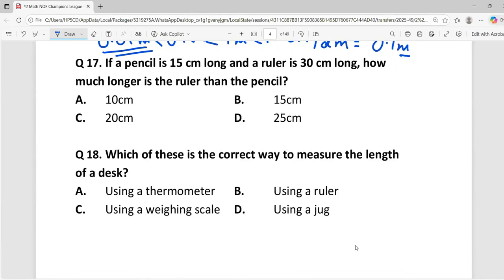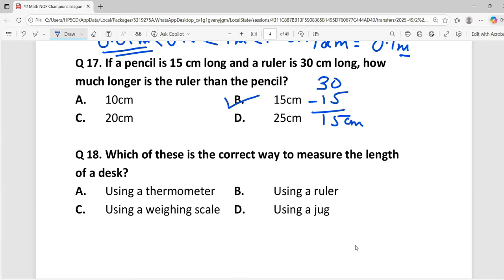Next, if a pencil is 15 centimeters long and a ruler is 30 centimeters long, then how much longer is the ruler than the pencil? Means we have to find the difference between the both. So 30 minus 15, we get 15 as our answer, and therefore option B is the correct answer.